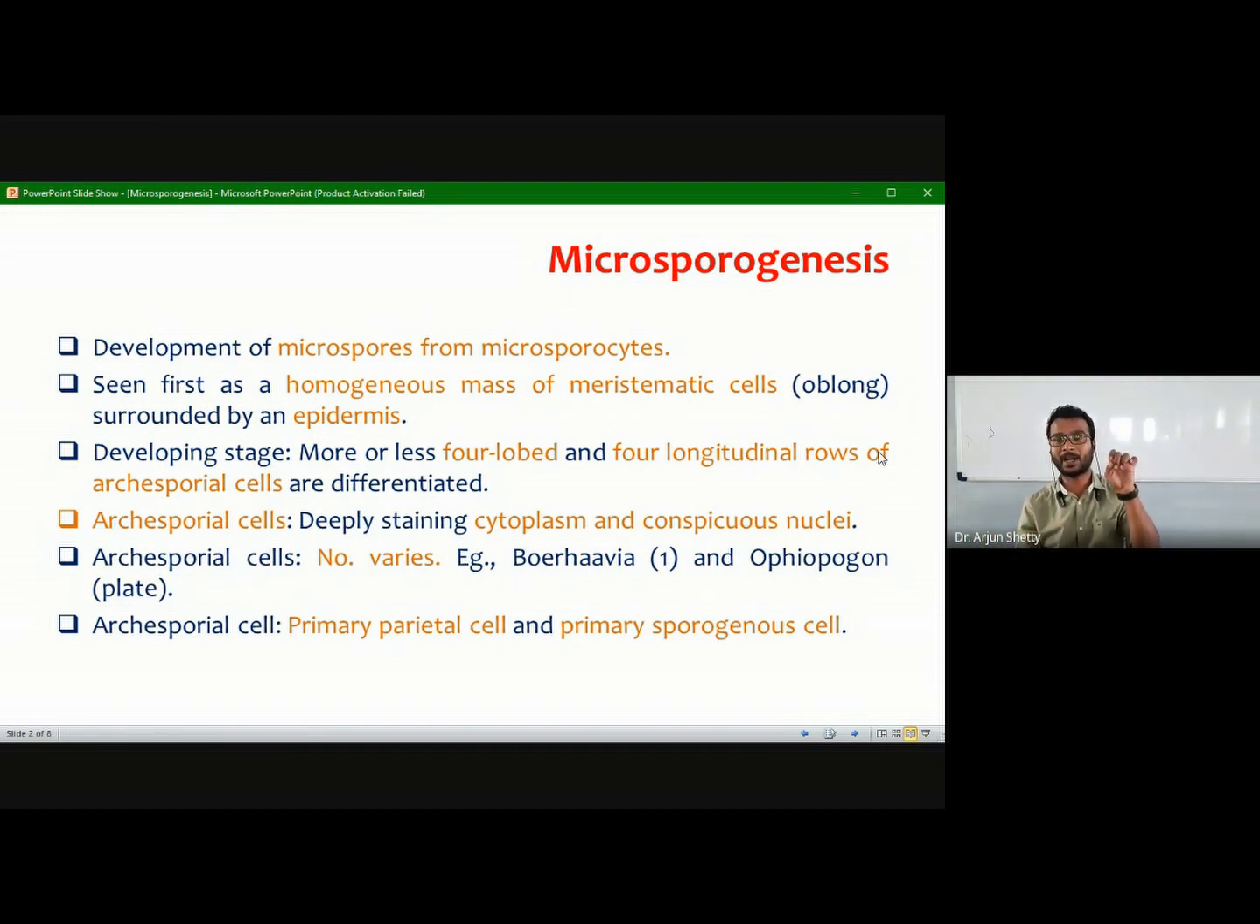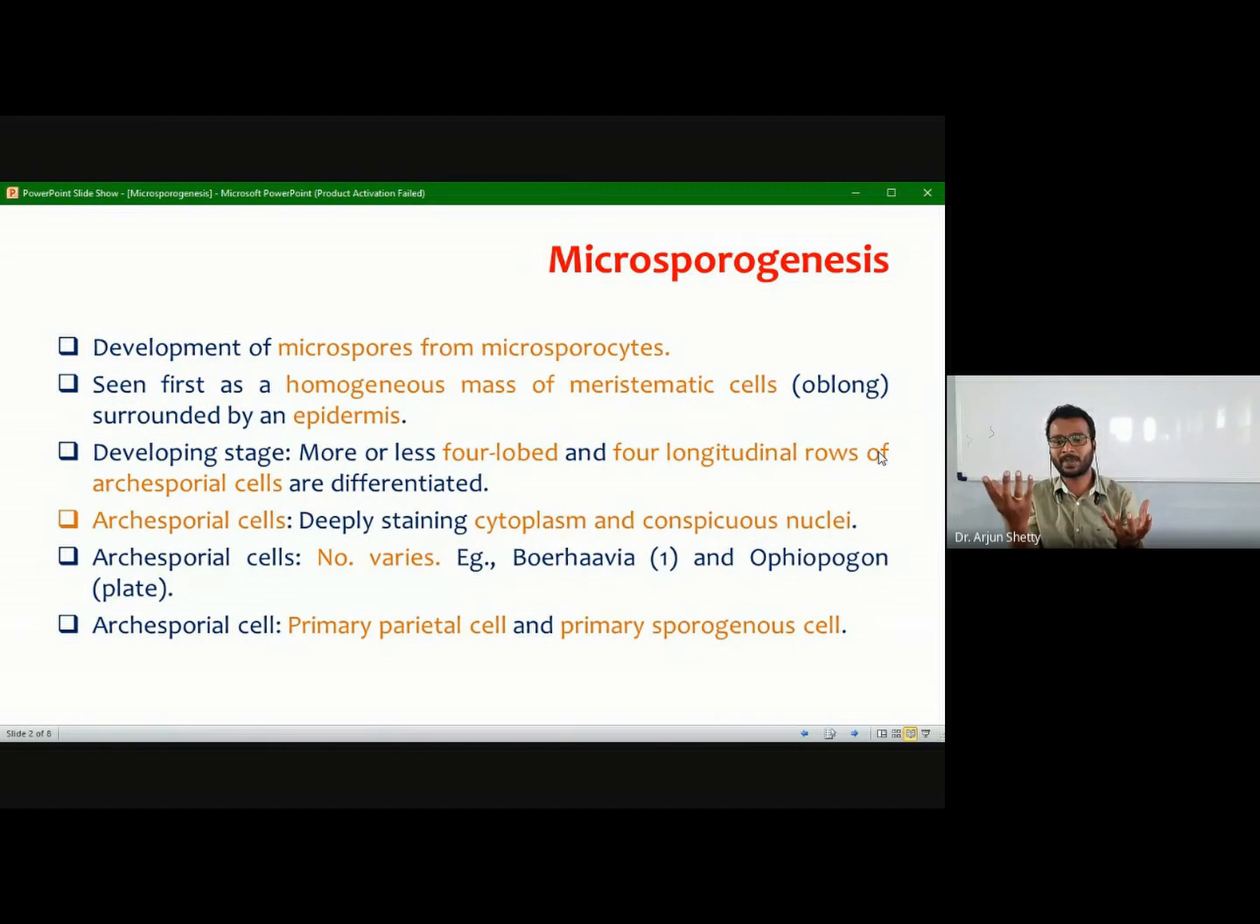So the primary parietal cell will undergo repeated anticlinal as well as periclinal divisions. Why? Because they are exclusively needed for the production of internal structure. As I already told you, they are responsible for the formation of the different wall layers. What is the role of any wall, be it the epidermis, the endothecium, or any type of wall? The main role is to protect the internal parts.